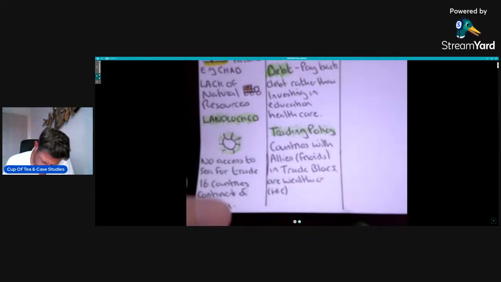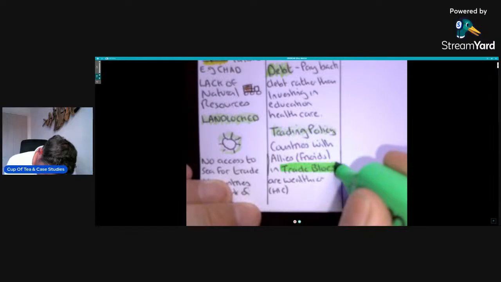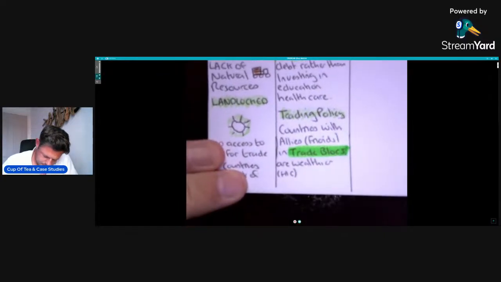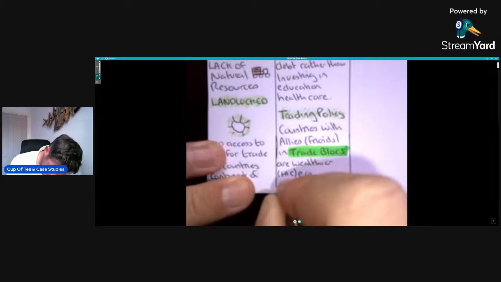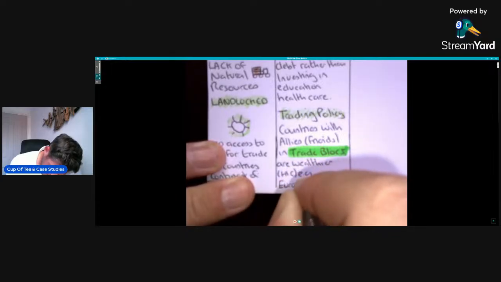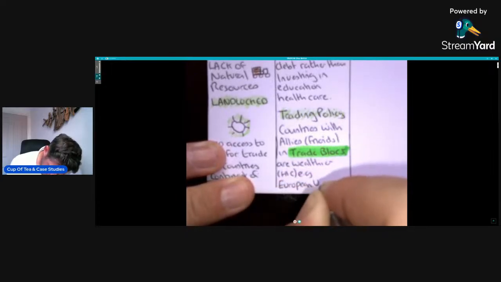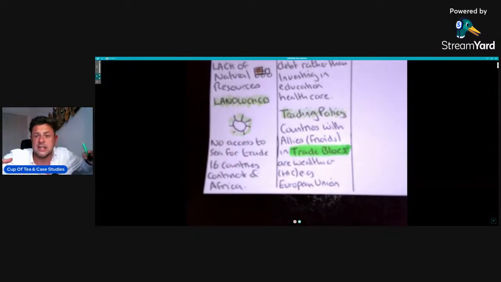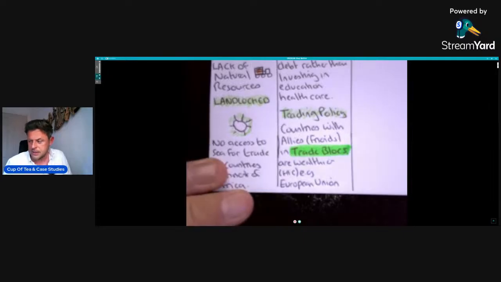I'm just going to highlight trade blocks. We've got a very famous trade bloc that you will have heard of, e.g., the European Union. So countries that are in the European Union trade freely with each other, and that's really helped all the countries in that group to become economically stronger, wealthier, and more developed. And the people who live in the EU countries, their quality of life has improved significantly over the last 20 to 30 years. So the EU is fantastic.